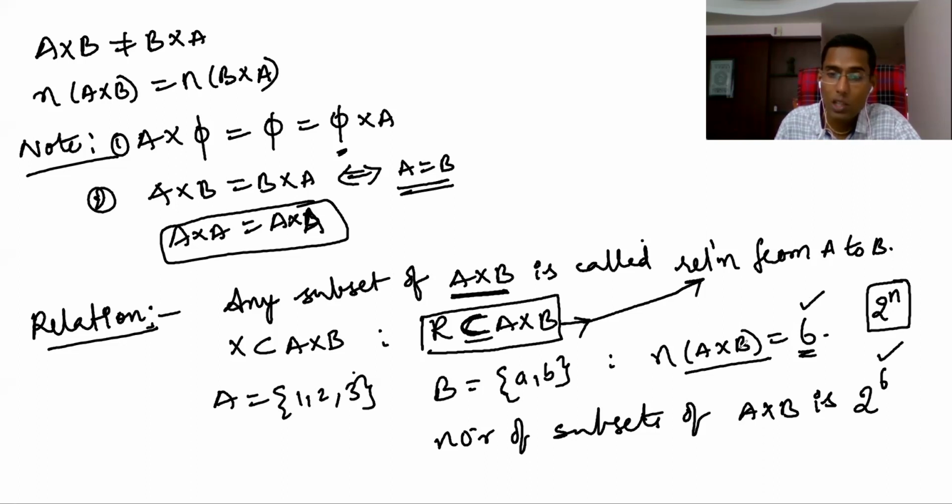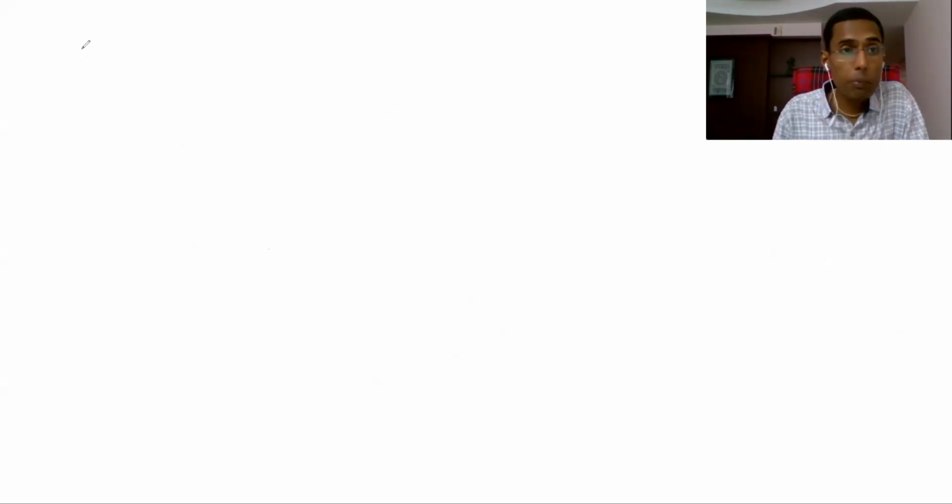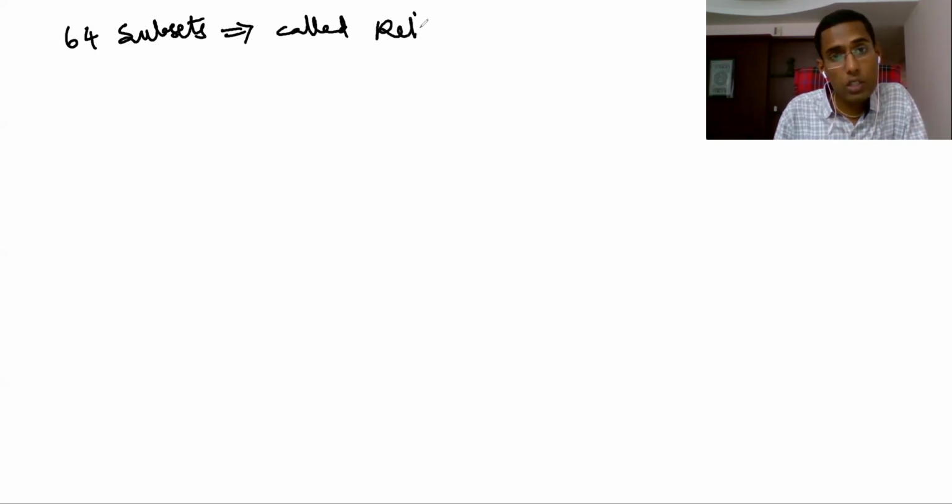Here A cross B also is a set. This set has 6 elements. Then the number of subsets of A cross B is 2 power 6. That means 64 subsets exist. All these subsets are called what? All these subsets are called relations from A to B. Relations from A to B.